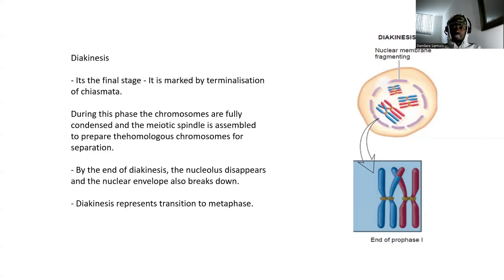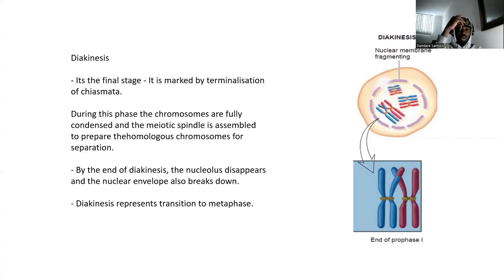So, which we said they basically help in migration, separation of chromosomes, to move from one place to another. So here also we are mentioning it because now we'll be going into the metaphase. So they started coming up. Meiotic spindle is assembled to prepare the homologous chromosome for separation. By the end of the diakinesis, the nucleolus disappears and the nuclear envelope also breaks down.